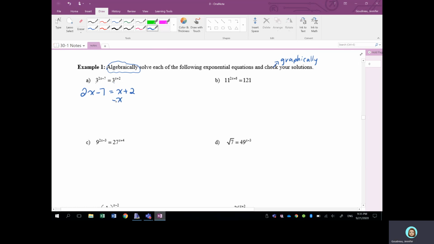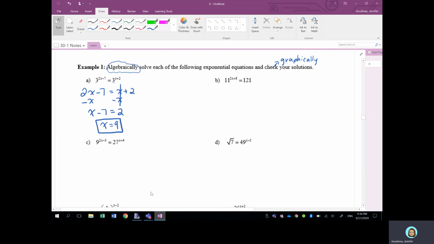Start by subtracting x from both sides. 2x minus x is x, minus 7. The x is gone from the right-hand side. We're just left with 2. Add 7 to both sides, and x is equal to 9. So step 1 and step 2 were already done for us. All we had to do was use that property to equate the exponents and then solve the linear equation.